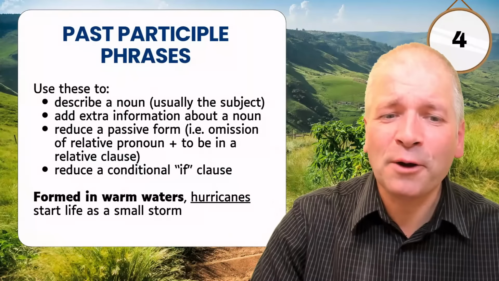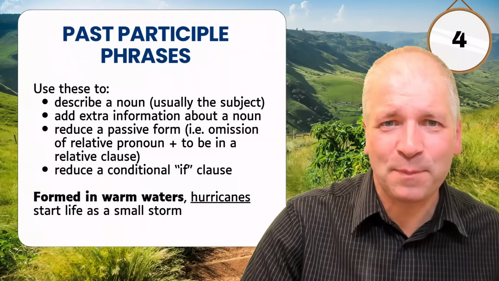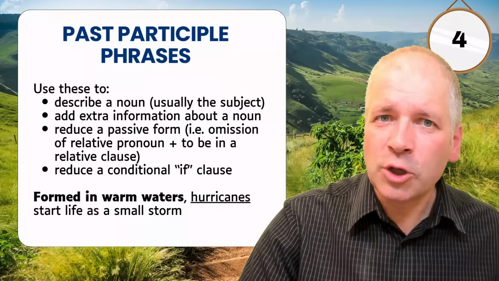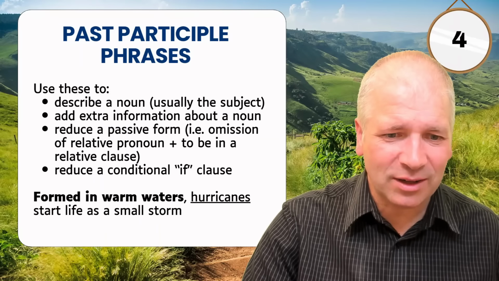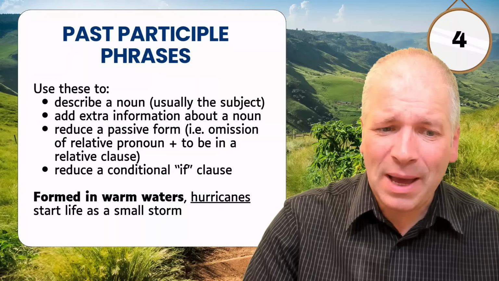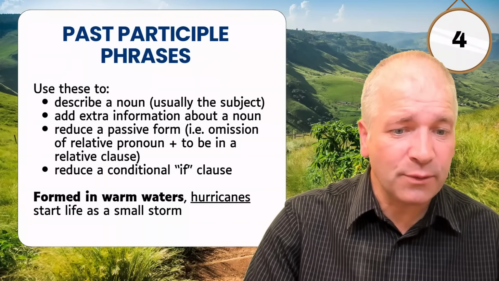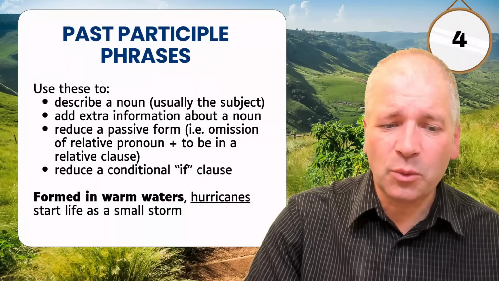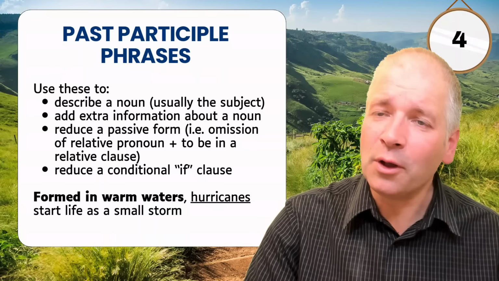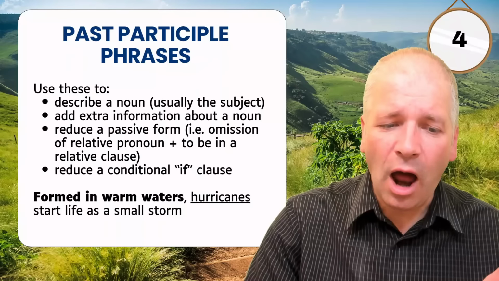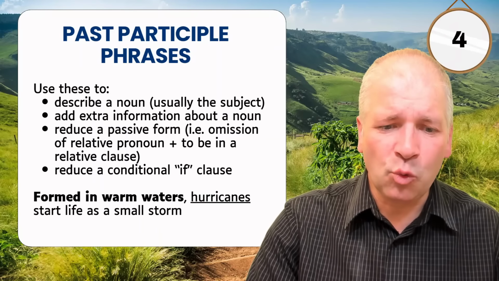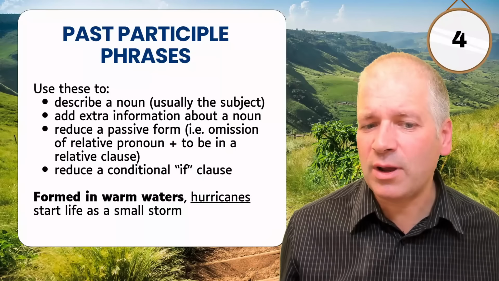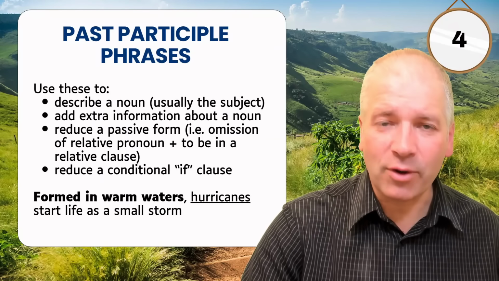We've looked at present participle phrases, now we're looking at past participle phrases. Use past participle phrases to describe a noun, usually the subject, add extra information about a noun, reduce a passive form, or reduce a conditional if clause. Here's an example. Formed in warm waters, hurricanes start life as a small storm. So formed in warm waters is simply adding extra information about the noun hurricanes.